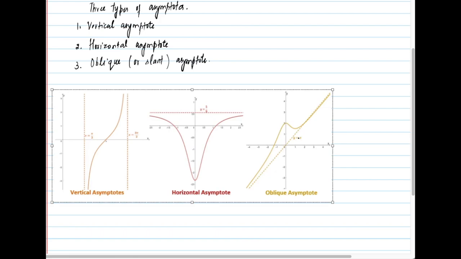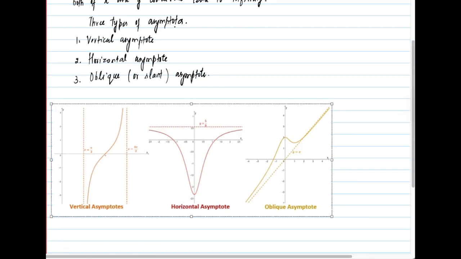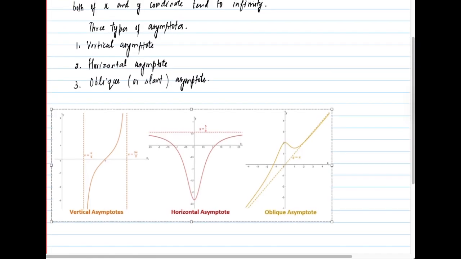Now, keeping the definitions in mind, a vertical asymptote will be a line of the form x equal to some constant, a horizontal asymptote will be a line of the form y equal to a constant, and an oblique asymptote will be a line of the form y equal to, suppose, mx plus c. Now let us describe the methods one by one to understand properly how we can compute these three asymptotes. But we first take the definition again here.